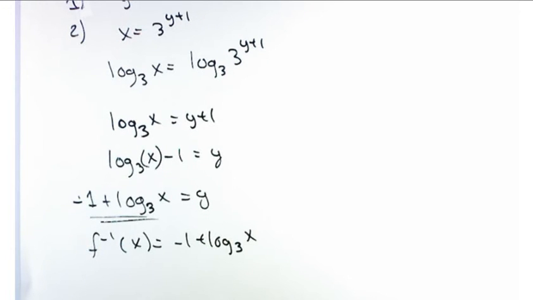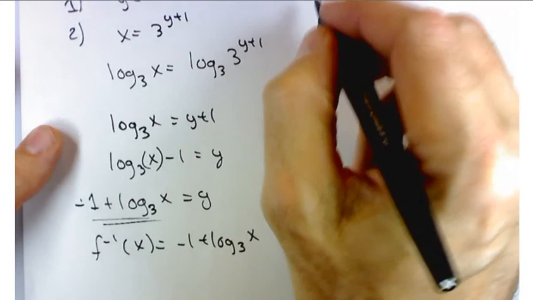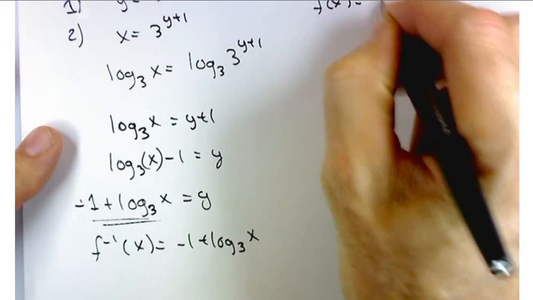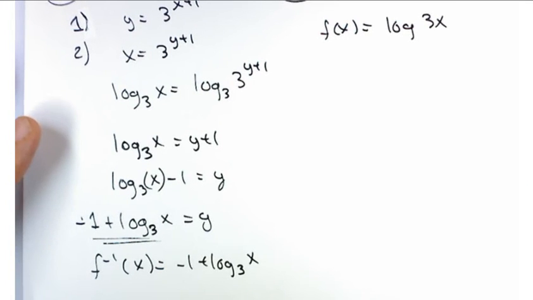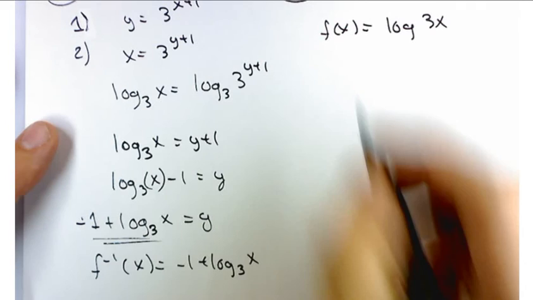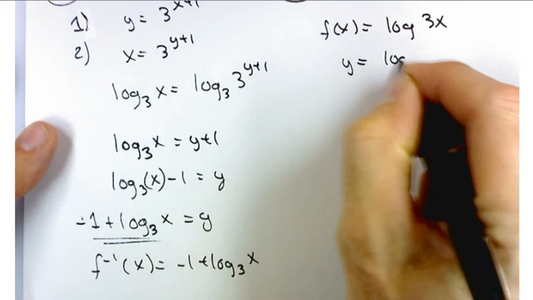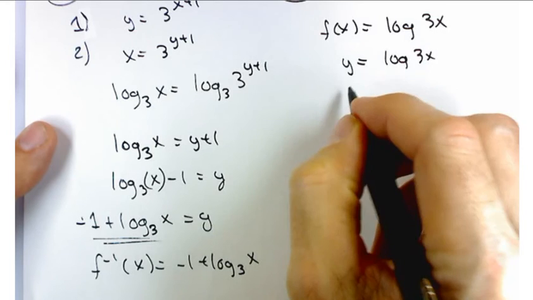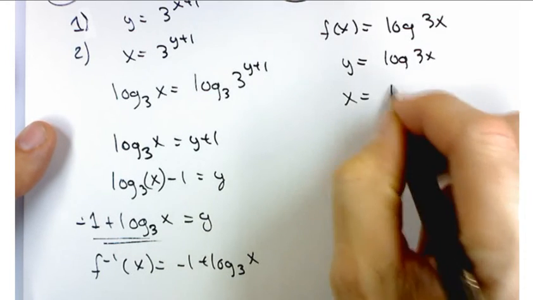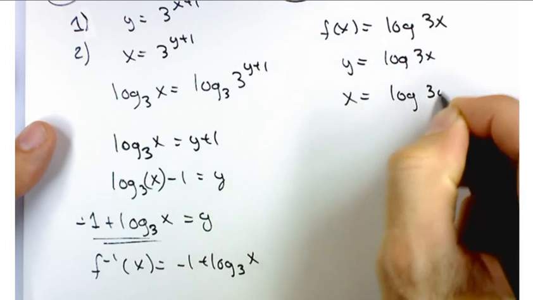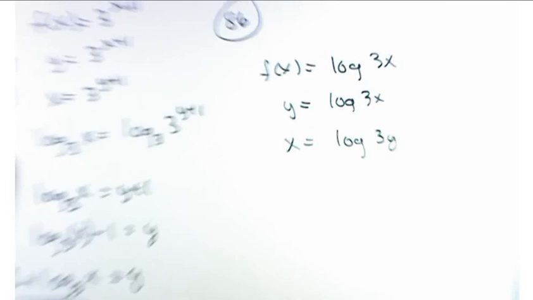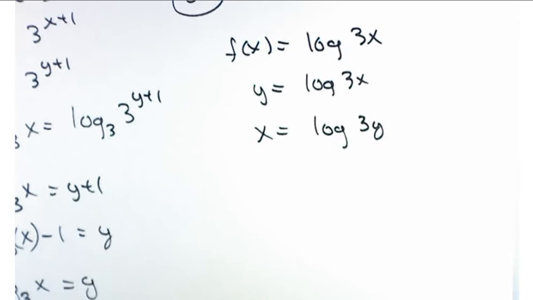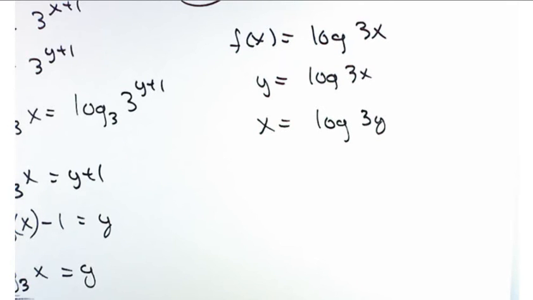So problem number 86 is kind of the same, just maybe a little bit of the opposite direction. f of x equals a log of 3x. So first step, y equals log of 3x. x equals log of 3y. At this point, it might be helpful to remember what base logarithm we're working with. 10.